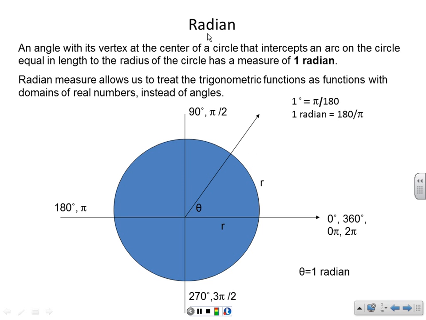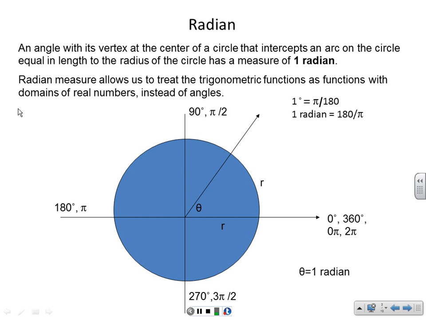But an angle theta, we've talked about angles in the previous two chapters, so we know that an angle theta with its vertex at the center of a circle that intercepts an arc on the circle, so here's your arc on the circle, equal in length to the radius. So basically, if you have an angle that intercepts an arc on a circle, and that arc is equal to the radius of the circle, then you have a measure of 1 radian. So when your arc is equal to your radius of your circle, then you have 1 radian measure.